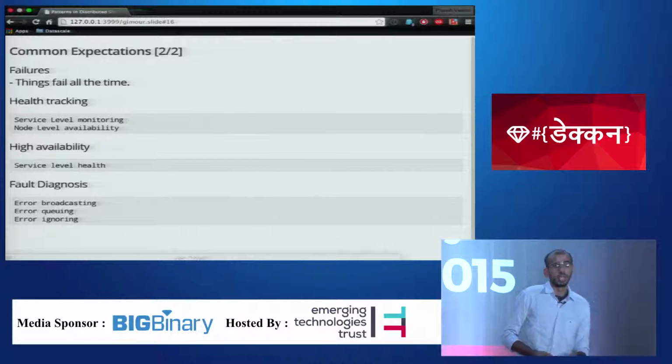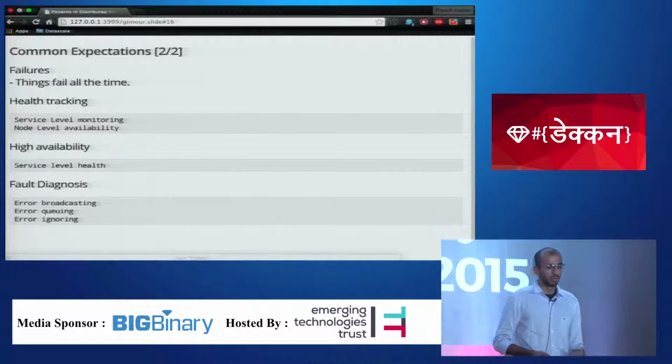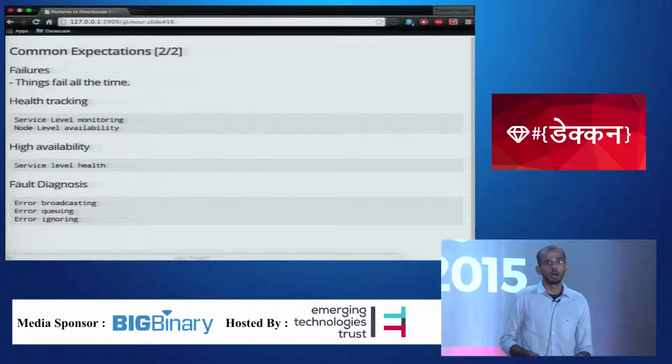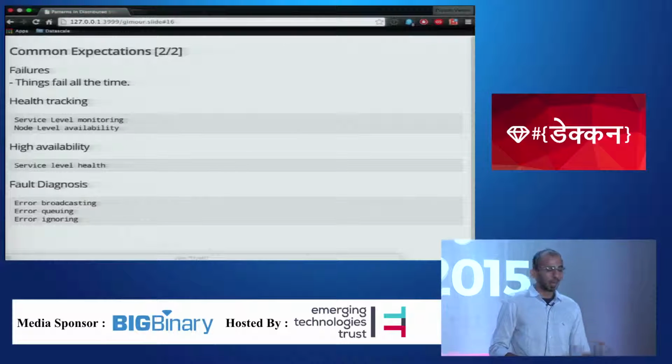Fault diagnosis. Every time something fails, you must be able to do something with the error logs that you have. Gilmour allows you a way to broadcast your errors.